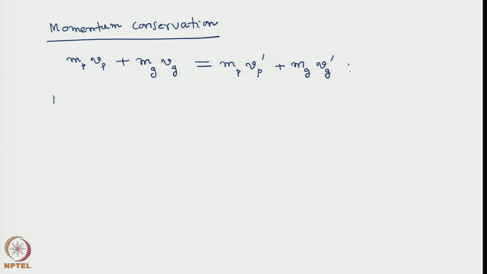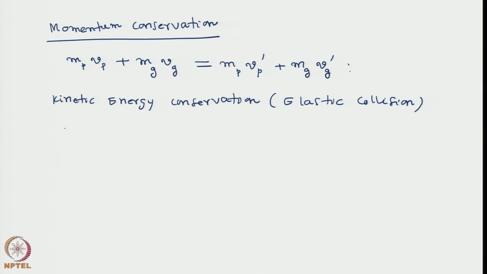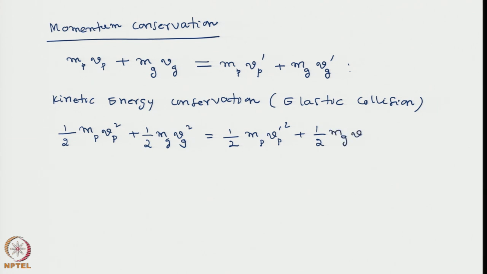Then we have kinetic energy conservation for elastic collisions. Let us assume elastic collisions. The kinetic energy, half being common: half mp vp square plus half mg vg square should be equal to half mp vp prime square plus half mg vg prime square. So this is the kinetic energy conservation. So we have two equations. We call the first one equation 1 and the second one equation 2.